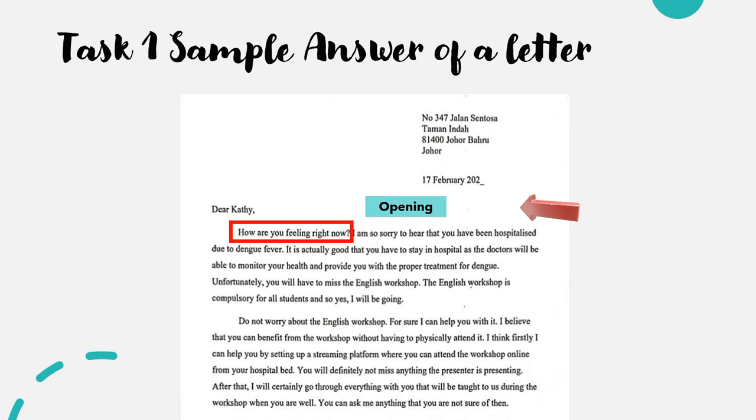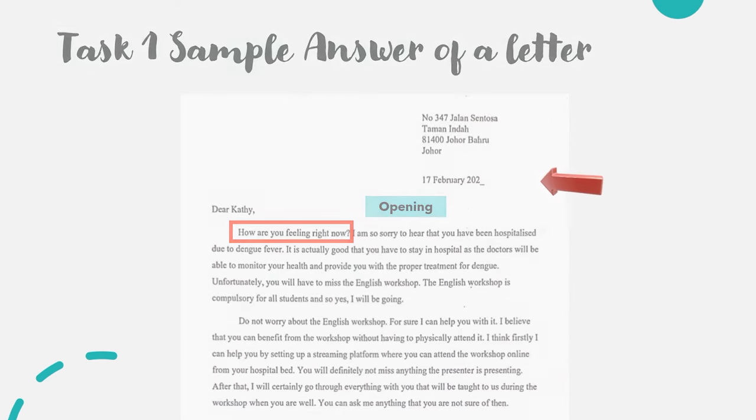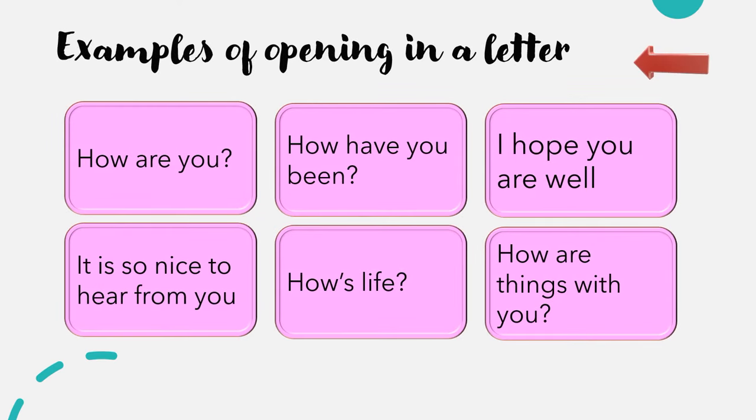Next, write the opening of the letter like this. How are you feeling right now? These are other examples of the opening of a letter. How are you? It is so nice to hear from you. How have you been? How's life? I hope you are well. How are things with you?